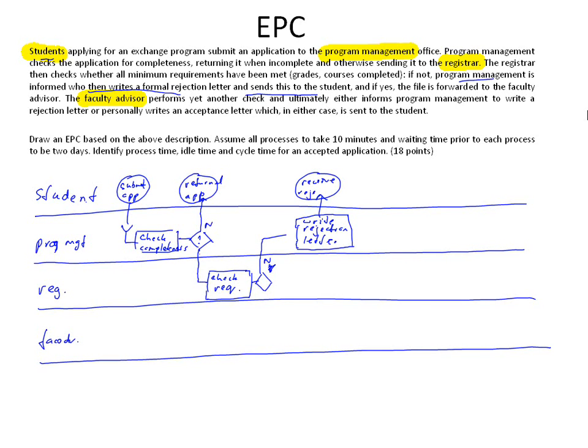An event, receive rejection letter. These happen in a moment, instantly. You receive it. Receiving is not a process. If yes, the file is forwarded to the faculty advisor. So we put a yes here.